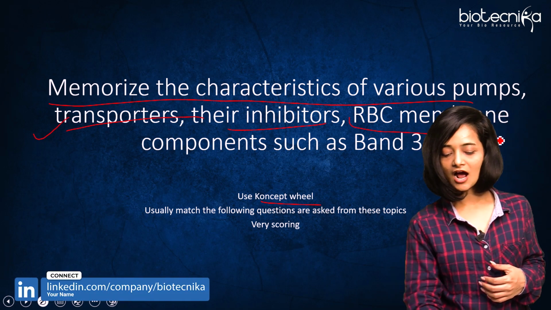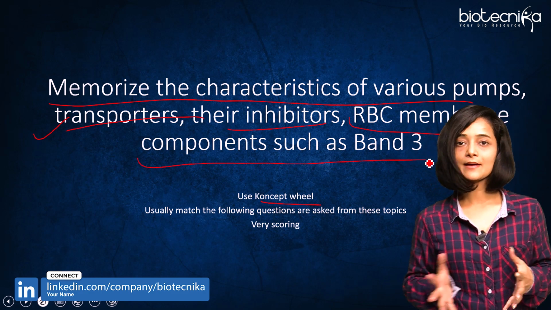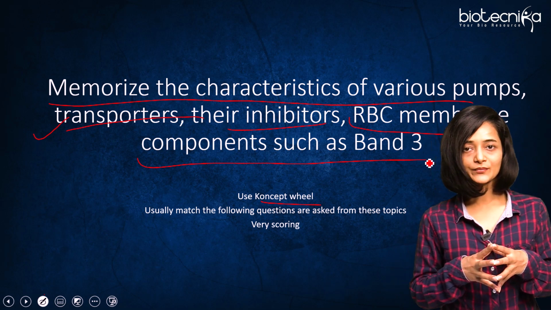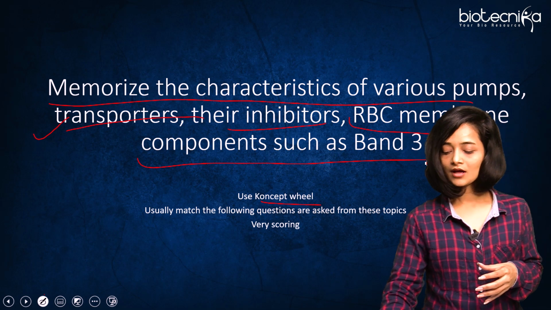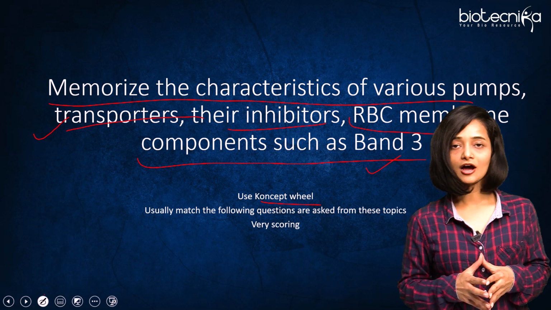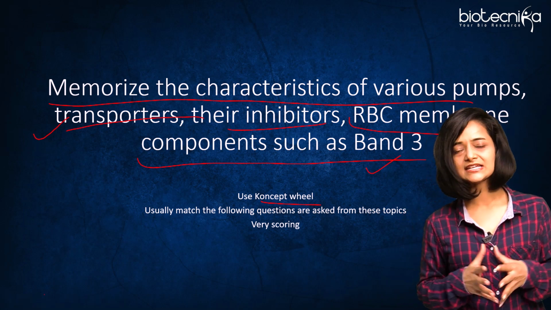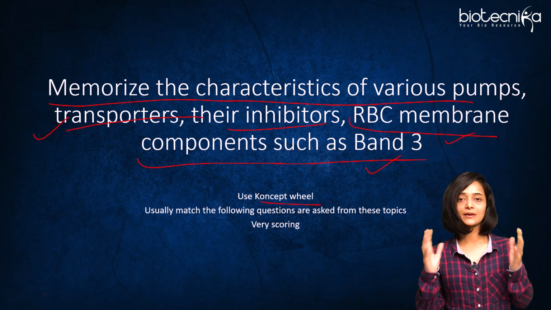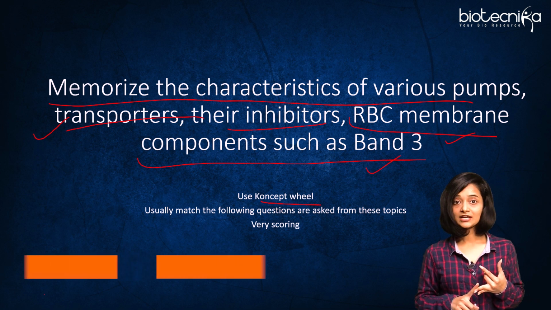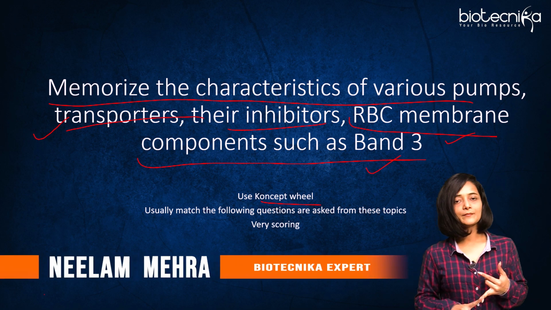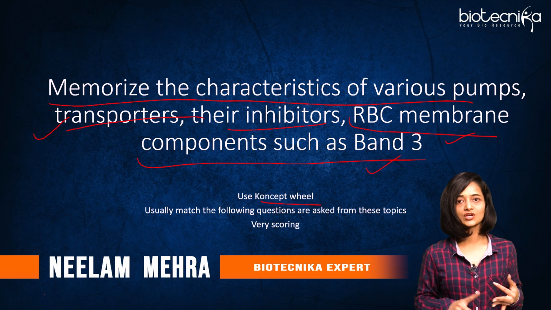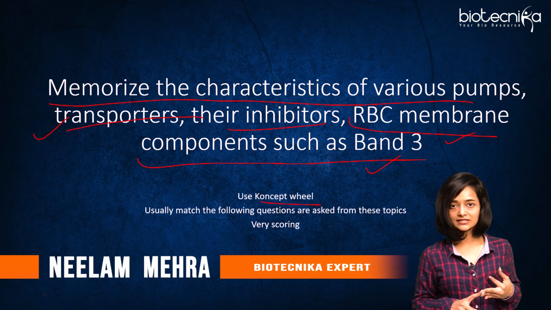Then comes an important topic, RBC membrane components such as band 3. It is noticed that most of the questions that frequently repeat in the CSIR NET paper come from the band 3 integral protein which is involved in the RBC membrane. So the RBC membrane has a 2D structure which consists of the cytoskeleton and lipid bilayer. The lipid bilayer basically consists of different types of phospholipids, sphingolipids, cholesterols and integral proteins.